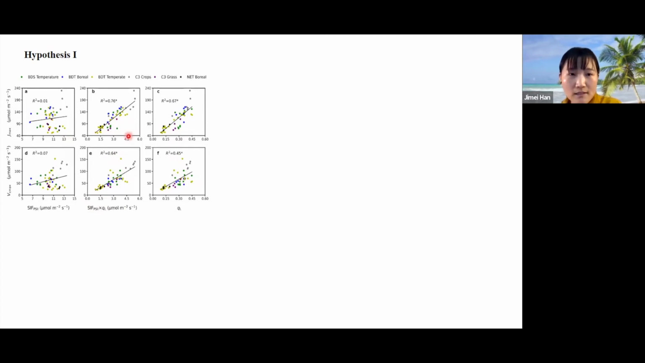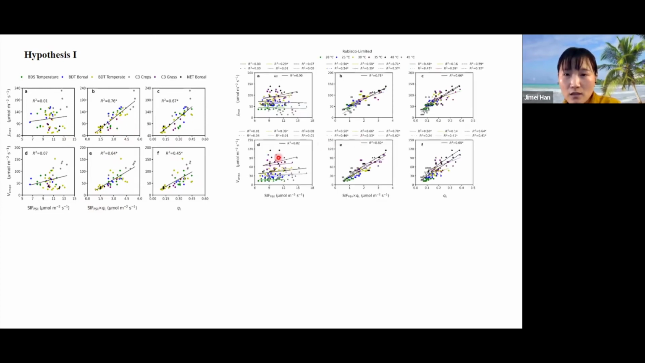We further tested this relationship under different temperatures. We find similar results, so these results confirm our hypothesis 1. So our theoretical and measurement results consistently show that there's no general or predictable relationship between SIF alone with Gmax and Vcmax. And our study focused on the leaf level. So even at the leaf level, the relationship is already complex.